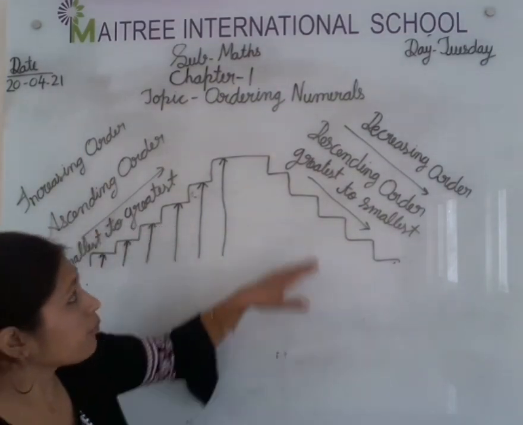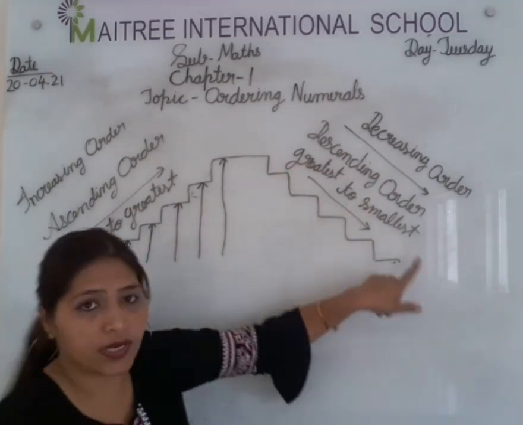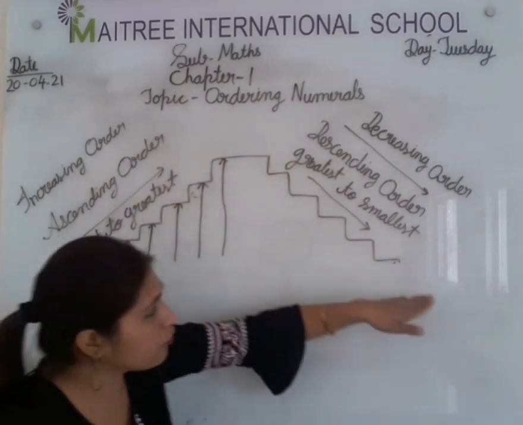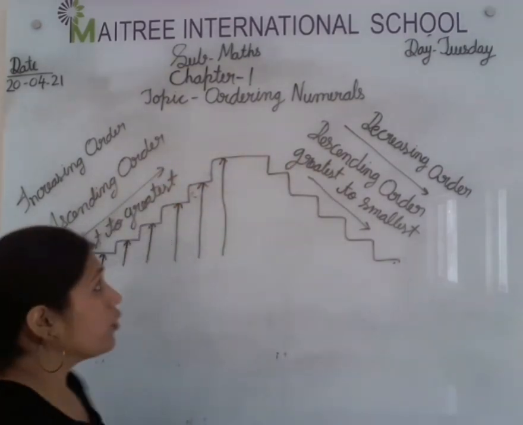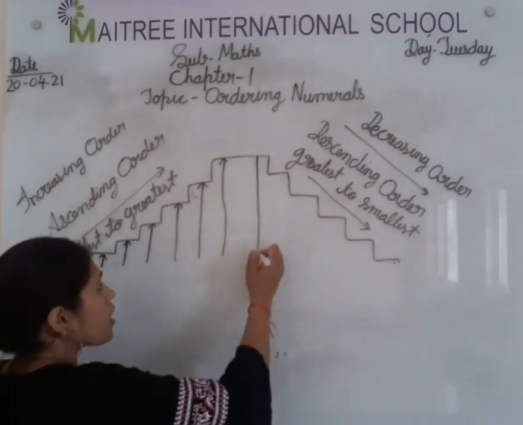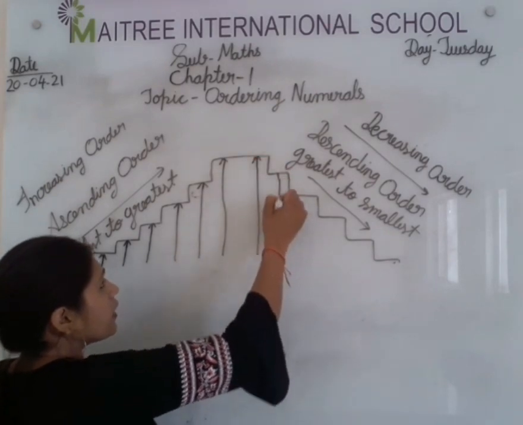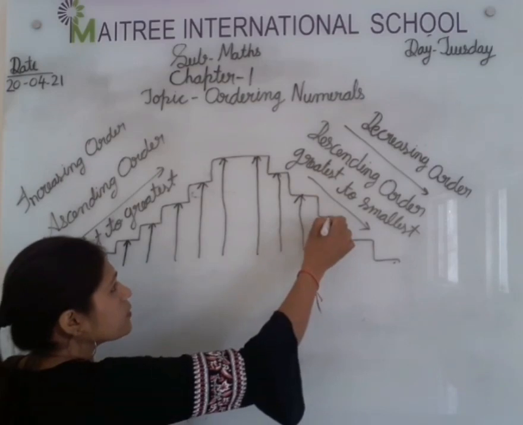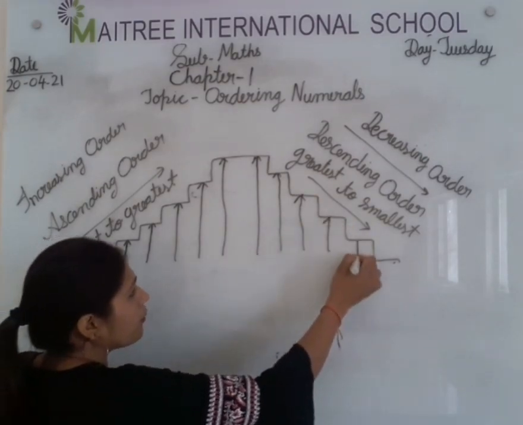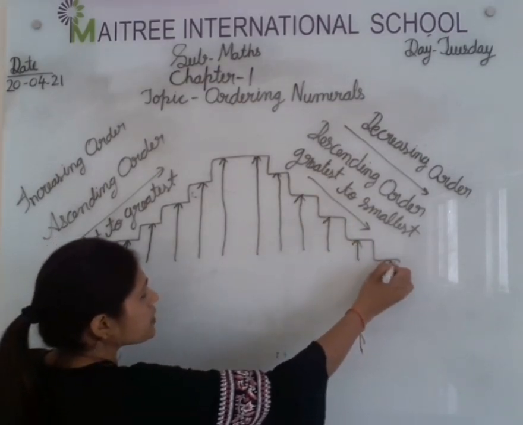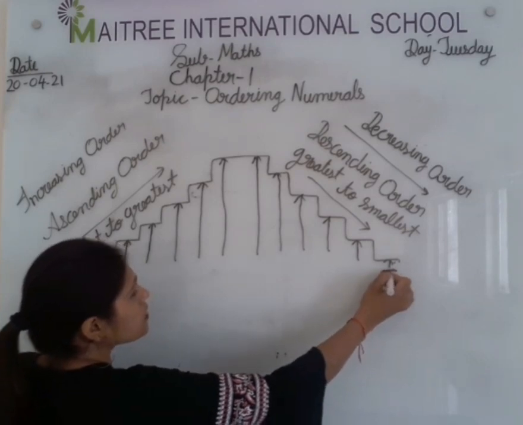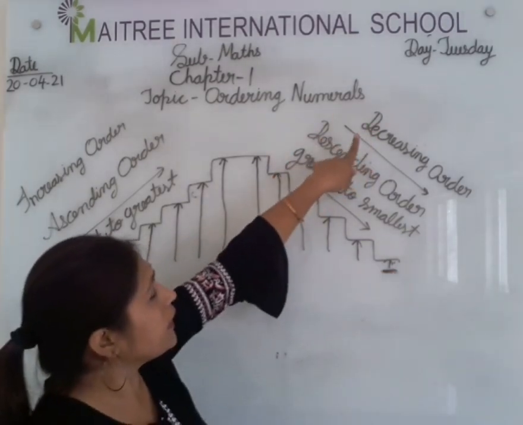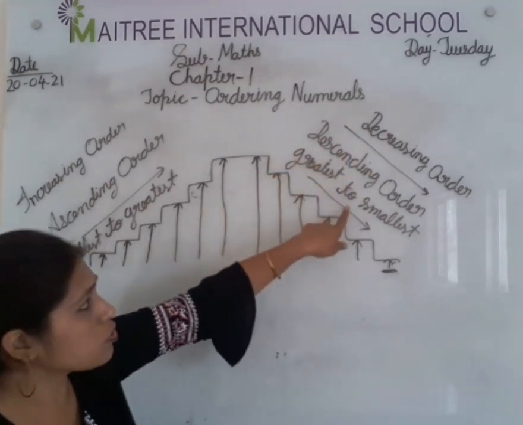Decreasing means greatest to smallest. In this way we have climbed the stairs. Now we are coming down from the stairs. So here we have topmost height. Then gradually, slowly the height is decreasing. जैसे हम stairs से नीचे आ रहे हैं, what is happening? The height is decreasing, and here we have the smallest height. So decreasing, descending, means greatest to smallest.